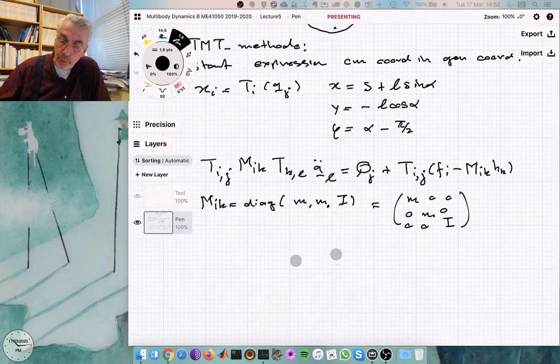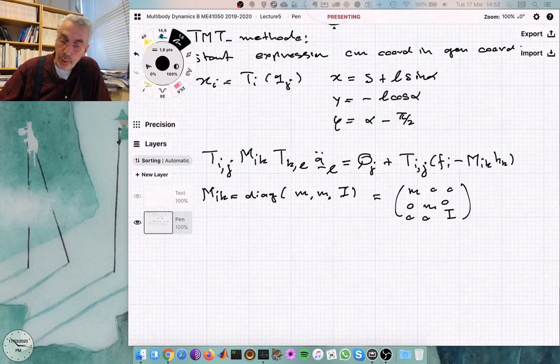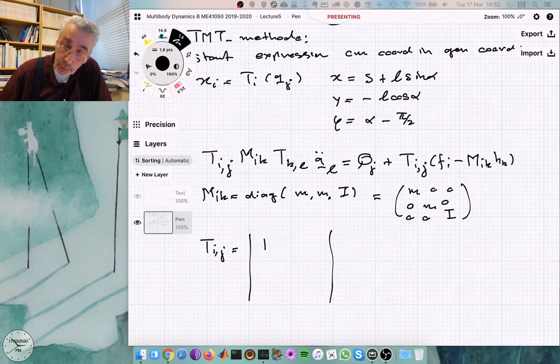Then the next step is, of course, these Jacobians. I mean, these are identical, only one is a transpose of the other one. So the T i, j, what is it? Well, we first have to differentiate with respect to our generalized coordinate S. It's a matrix of 3 by 2. So first with respect to S, that's a 1. And then the x coordinate with respect to alpha. So the sine becomes a cosine, so we get L cosine alpha.